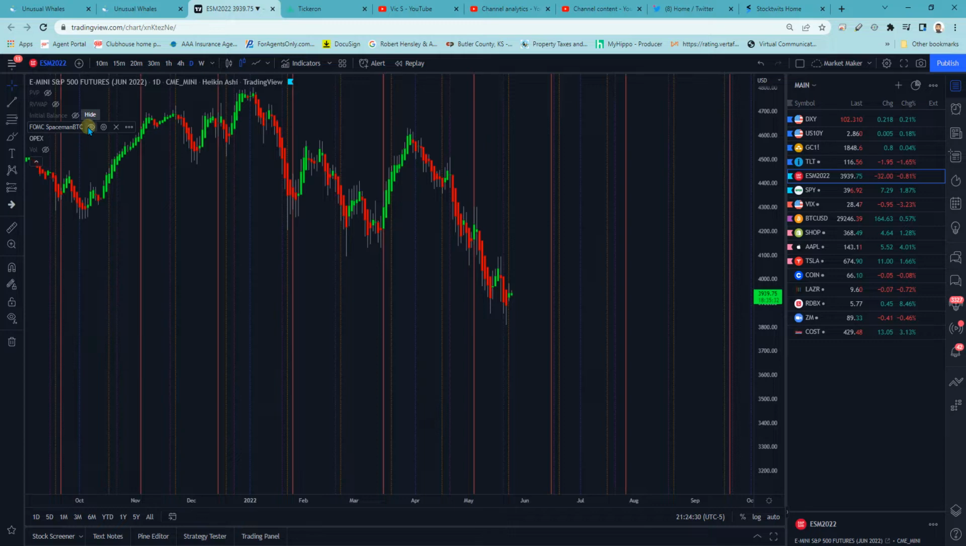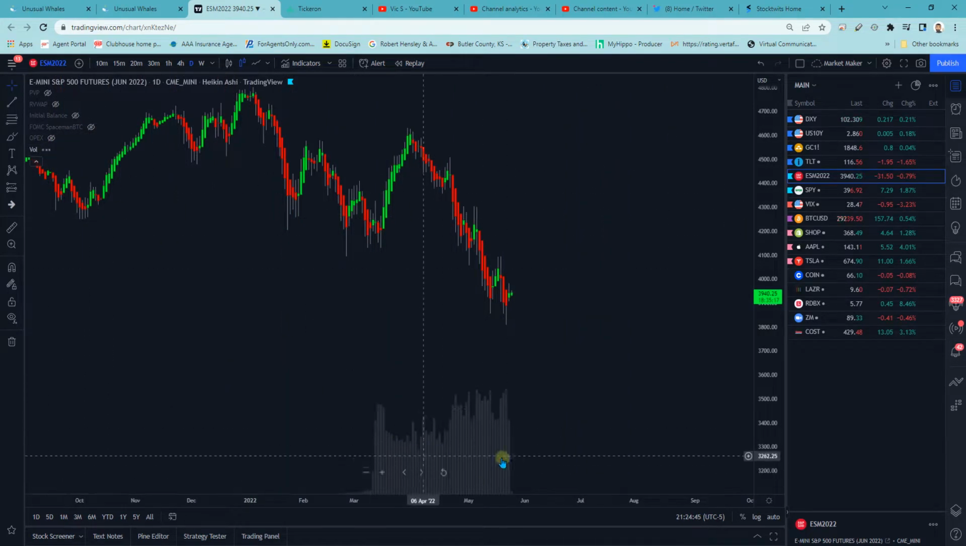So that's why I got a little bullish here, because once those expiries are over, it resets all the gamma exposure and stuff in the market. That way you get a fresh start into the next expiries. And then I just have my volume down there.